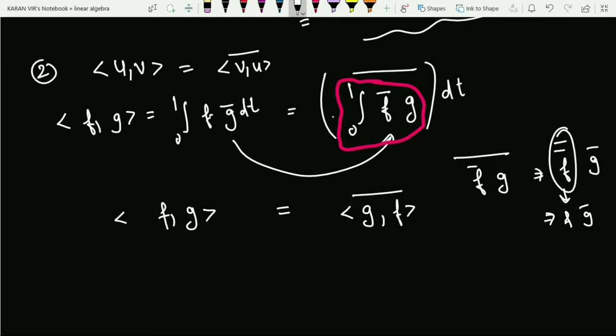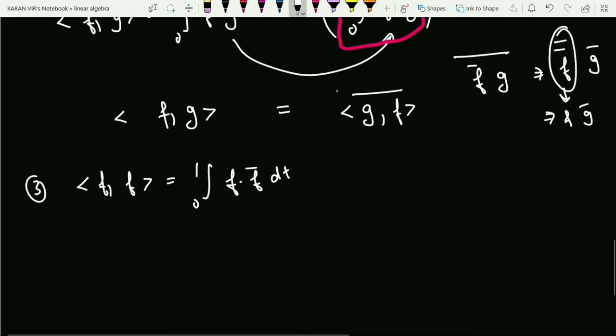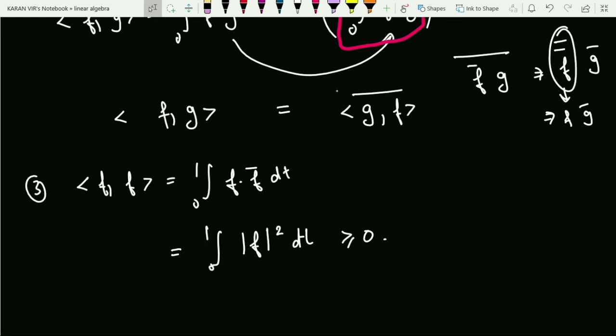So moving on to the third property. The third property is the inner product of f comma f, which is given to me as 0 to 1 f into f conjugate dt. Now we know that f into f conjugate is nothing but modulus of f squared. So this is modulus of f squared dt, and this is a positive quantity. Fine. Why? Because this gives us the area under the curve, that is the integration, and with the modulus, this will always be a positive quantity, right?